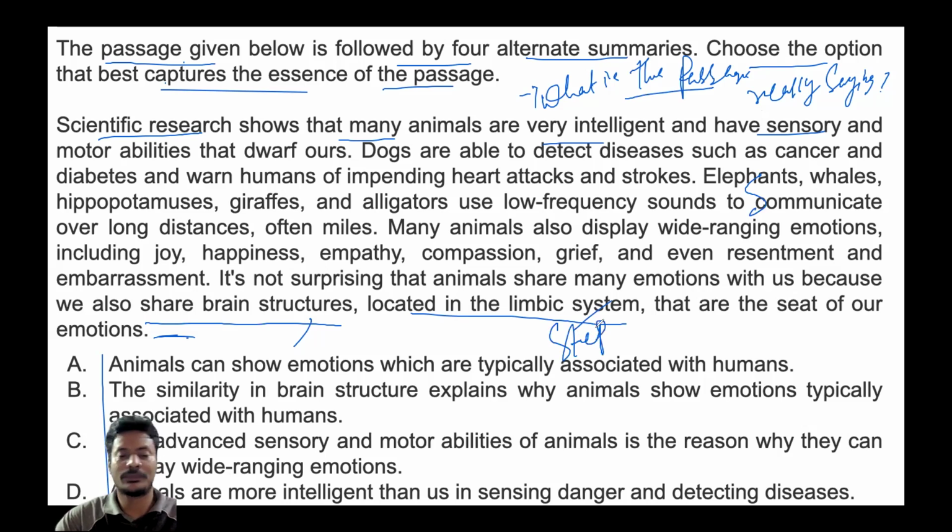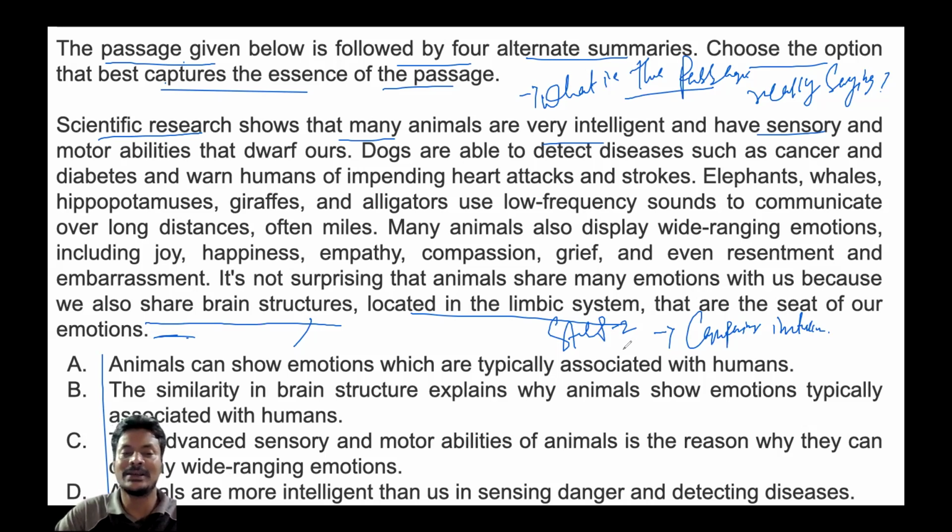Step two. So what is step two trying to tell us? Identify the author's purpose. So what is the author's purpose? The author is not comparing intelligence, or talking about disease detection alone, right? The writer is explaining why animals experience emotion like us, right? That is the writer's main purpose.